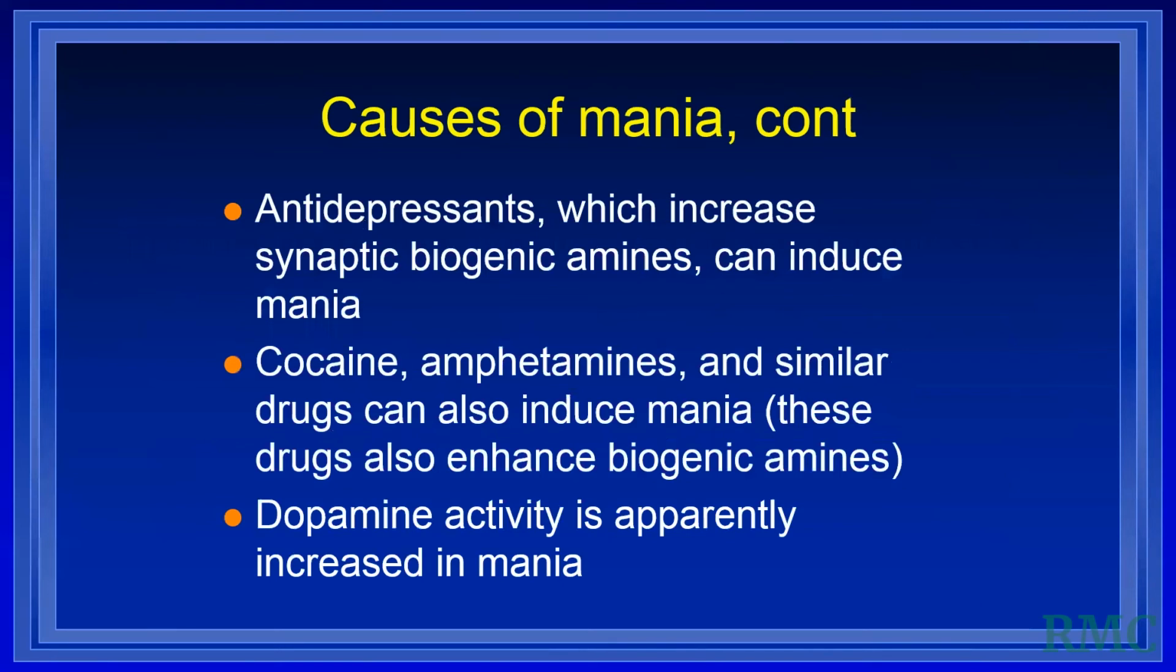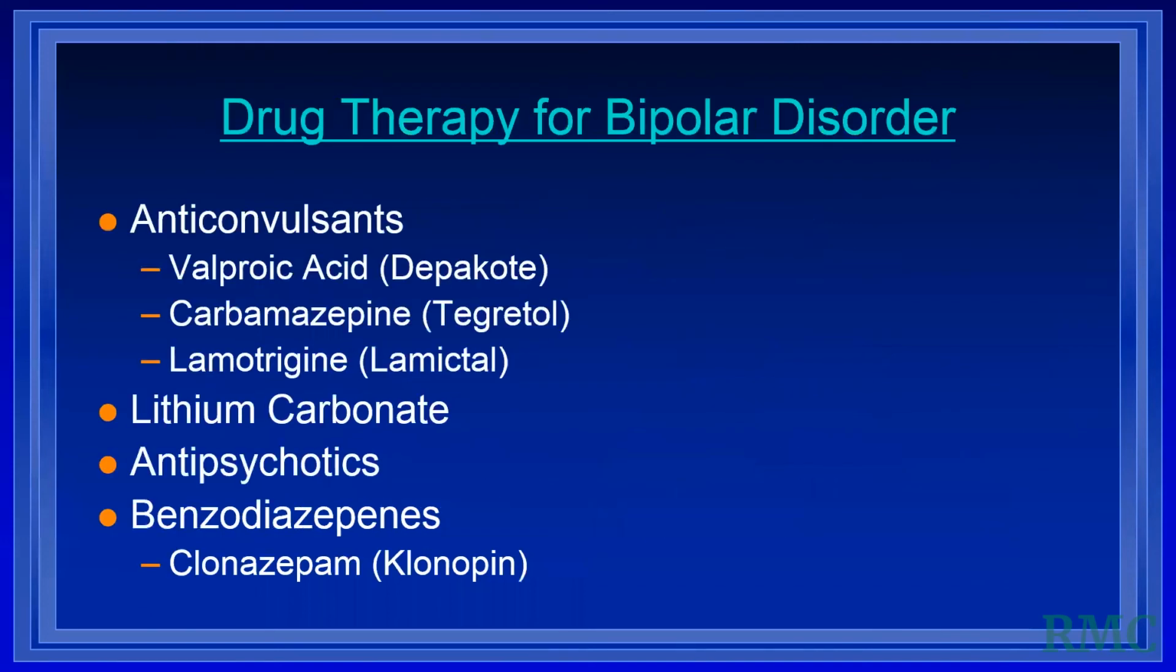Antidepressants, which increase all those monoamines, can induce mania, so it tells us that there is something going on here with the monoaminergic neurotransmitters. We know that cocaine and amphetamines and similar drugs can induce mania. And we know that dopamine activity is apparently increased in mania, because when patients are given antidopaminergic drugs like antipsychotics, their mania often responds. So we know serotonin, norepinephrine, and dopamine are major players. We know that anticonvulsants work by stabilizing neuronal membranes, but beyond that, it's kind of mysterious.